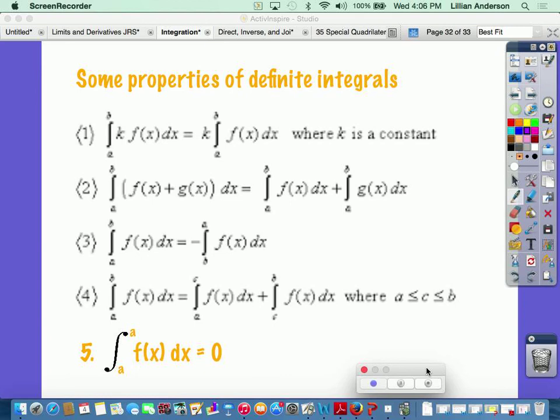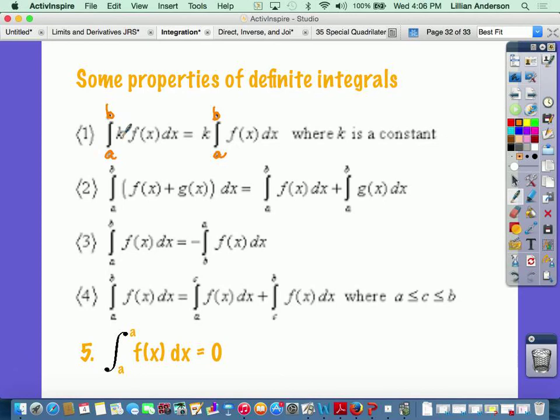Just to give you a heads up, these are B's at the top, these are A's at the bottom, these are K's, and it's A and B across the top of all of these integrals. This is a B at the top and A down here. This is an A, this is a B. So go ahead, pause this video, and write these down.